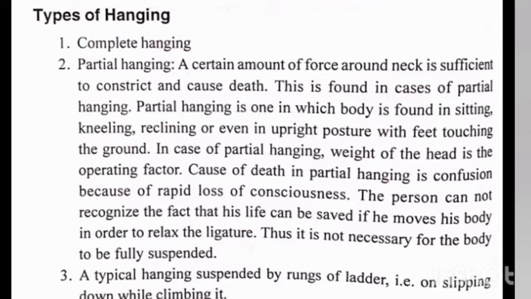In partial hanging, the weight of the head is the operating factor. The cause of death in partial hanging is confusion, because rapid loss of consciousness occurs. The person cannot recognize that his life can be saved if he moves his body to relax the ligature. Thus it is not necessary for the body to be fully suspended. Sometimes in atypical hanging, the person is suspended by the rungs of a ladder after slipping down while climbing it. You can see in the picture.